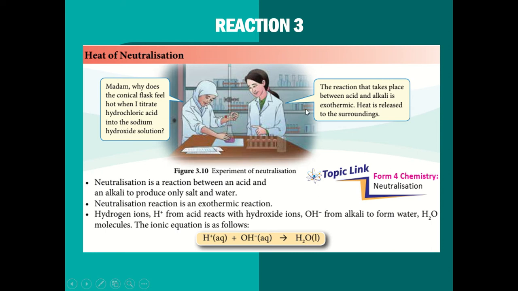Cikgu dia pun cakap, the reaction that take place between acid and alkali is exothermic. That's why dia rasa panas tadi, dia punya conical flask. Apa berlaku? Heat is released to the surrounding. Jadi actually neutralization is one of the exothermic reaction. Jadi kita nak kira lah dia punya heat release ni. So kita panggil dia heat of neutralization.